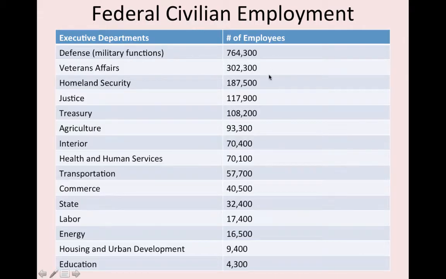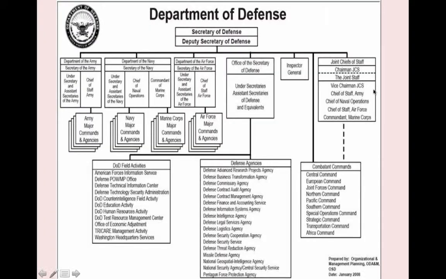Just to break it down by numbers, in terms of executive departments that are part of the federal bureaucracy, if we add up the total number of people currently employed by the federal government, it's going to be in the millions. Anyone who works for the Department of Transportation is just one of over 57,000 people employed in that particular agency. And to give you a breakdown of what it looks like by department, this is the Department of Defense, and the Secretary of Defense is one of the cabinet members.